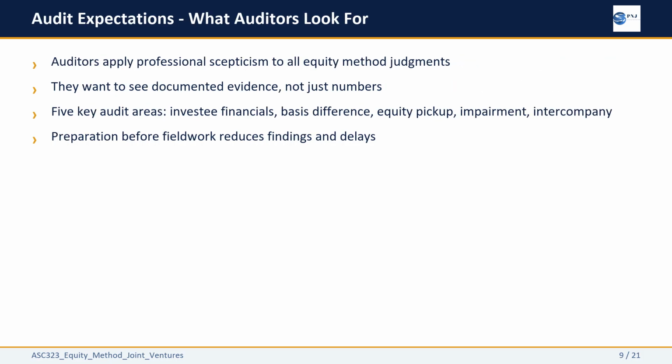Now let us shift to the audit perspective. When auditors review equity method investments, they are looking for documented evidence that supports every number on your balance sheet and income statement. They apply professional skepticism, meaning they will not simply accept that the calculation is right. They want to see the work papers. They want to trace numbers back to investee financial statements. They want to see that you performed the analysis required, not just that you recorded a number.